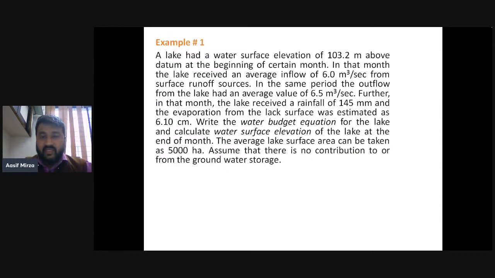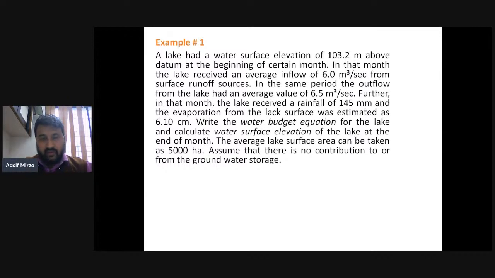Write a water budget equation for the lake and calculate the water surface elevation of the lake at the end of the month. The average lake surface area can be taken as 5,000 hectares, and we have to assume that there is no contribution to or from the groundwater storage.